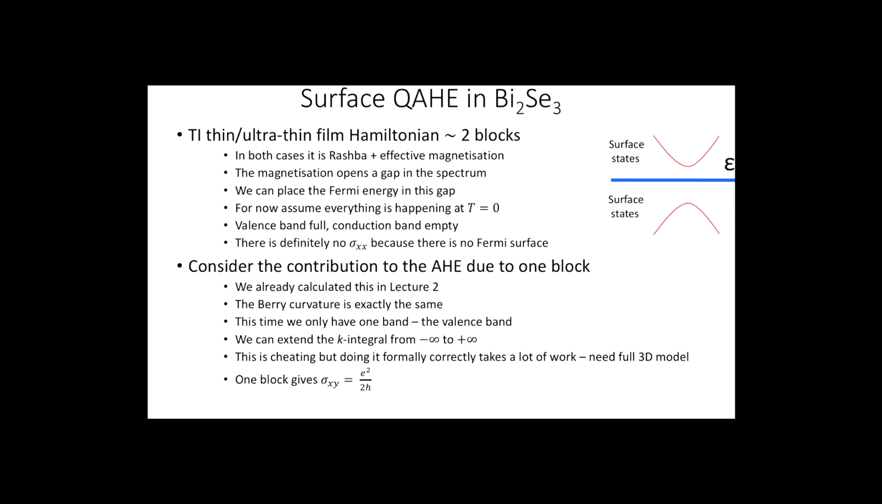So let's take this situation. You have a topological insulator thin film in which the tunneling is negligible, or an ultra-thin film. In both of them, the Hamiltonian consists of two blocks, a top block and a bottom block. So in both cases, it's Rashba plus some effective magnetization. The magnetization will open a gap in the spectrum.